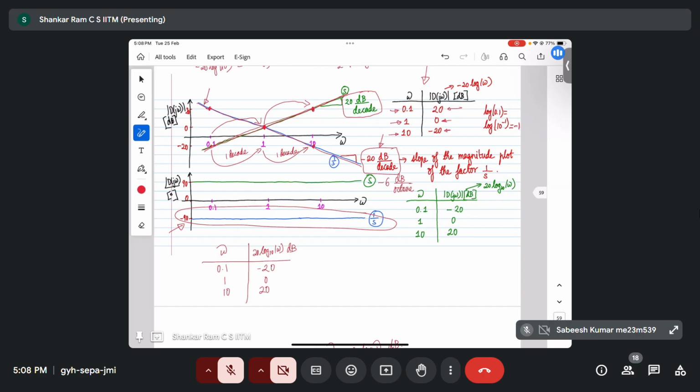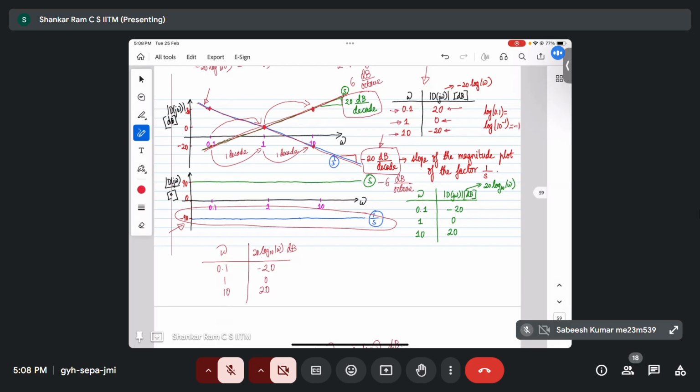So what do you think is going to be the slope in decibels per octave for the factor s? It will be 6, no, sir. It will be plus 6, right? Plus 6, right, sir. For 1 by s, it was minus 6. For s, it will be plus 6. Okay. So you can check it.